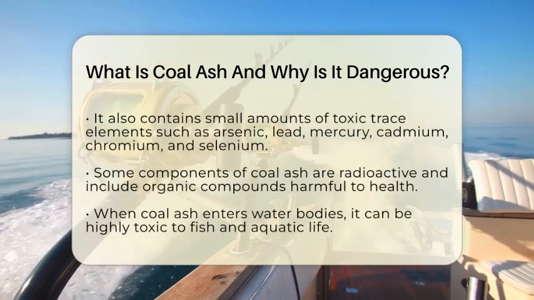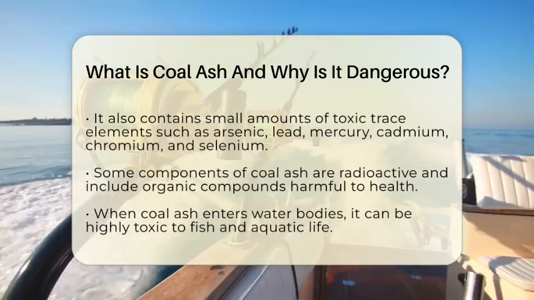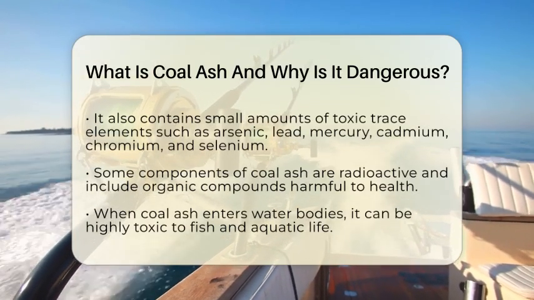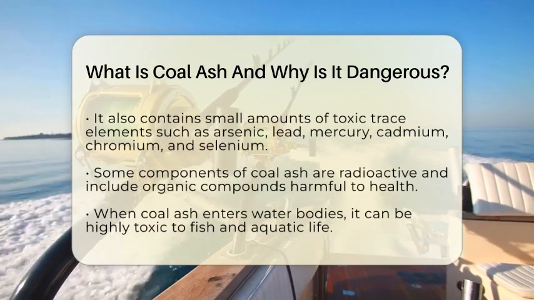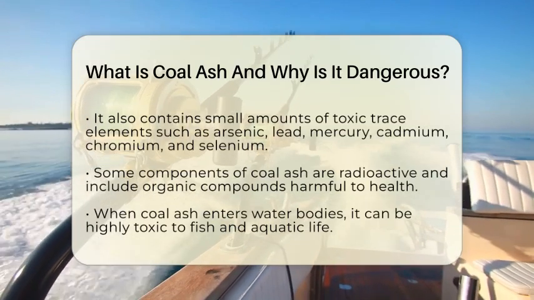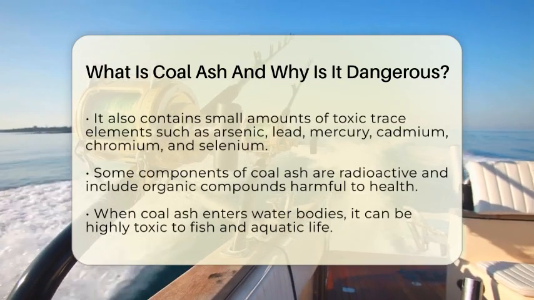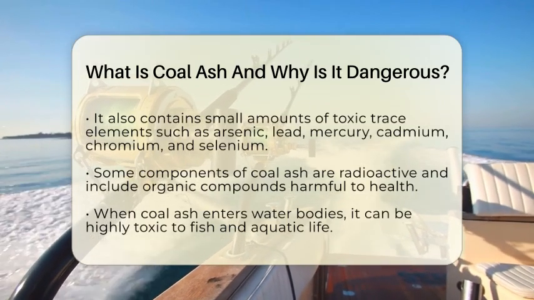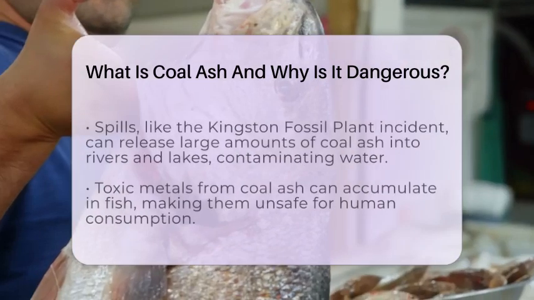When coal ash gets into water, it can be very dangerous for fish and other aquatic life. If a spill happens, like the one at Kingston Fossil Plant, millions of gallons of coal ash slurry can flood into rivers and lakes. This contamination can poison fish directly, making it hard for them to survive, grow, or reproduce.